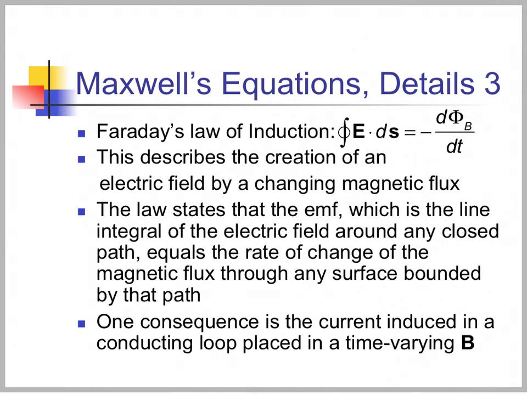Faraday's law of induction describes the creation of an electric field due to a changing magnetic flux. And the law states that the EMF, which is the line integral of the electric field around any closed path, equals the rate of change of the magnetic flux through any surface bounded by that path. And one consequence is the current induced in a conducting loop placed in a time-varying magnetic field.